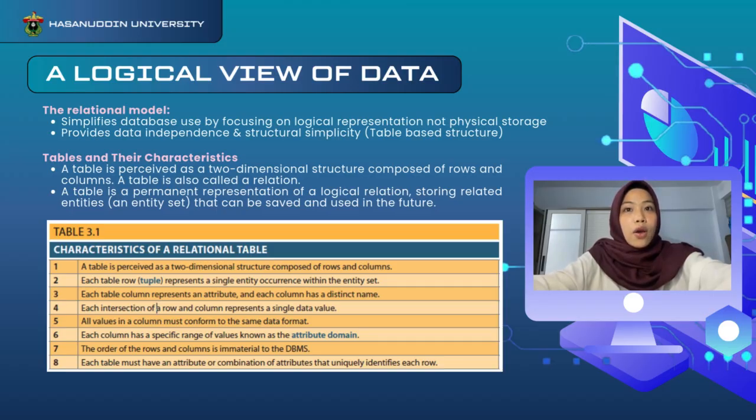The fifth is that all values in a column must conform to the same data format. The sixth is that each column has a specific range of values known as the attribute domain. The seventh is that the order of the rows and columns is immaterial to the DBMS. And the last one is that each table must have an attribute or combination of attributes that uniquely identifies each row.